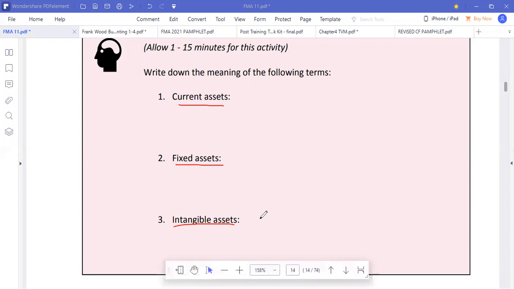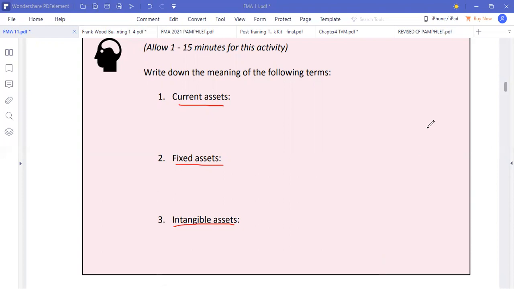So current assets are, what can I say? Liquid in form, like they're not the day-to-day. How can I put it? I don't know how to put it. But I know the examples of current assets. What are the examples? You can say cash, cash at bank, inventory. Exactly.